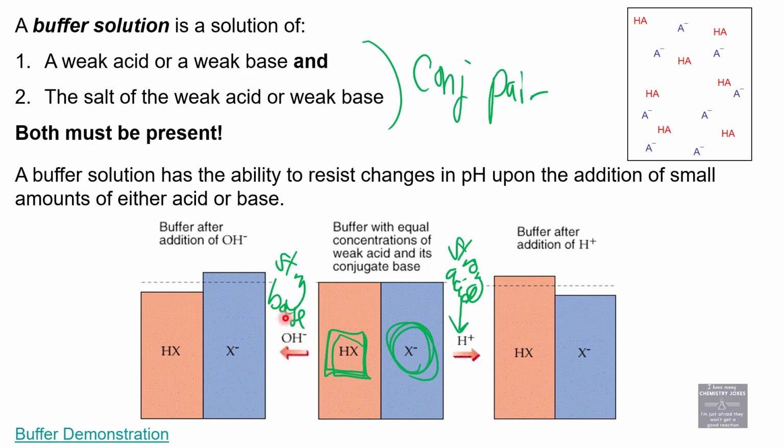If you add strong base, understandably, the pH will increase. It will become more basic. You now have more conjugate base than you have conjugate acid, so the pH shifts upward. But does it shift dramatically? No, that's what a buffer does. It resists dramatic changes in pH.